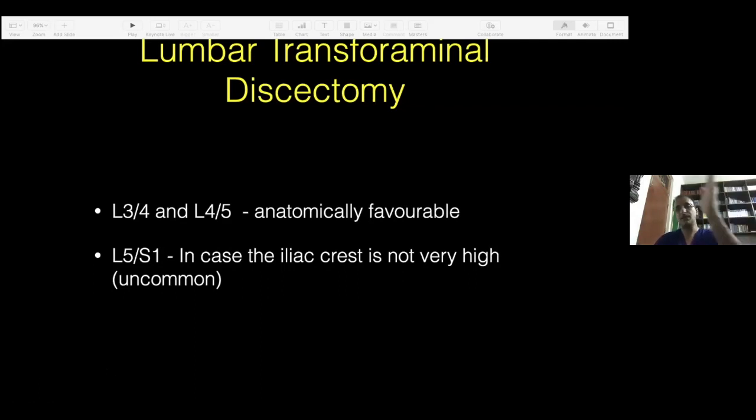So from L1-2 to L4-5, a disc which is favorable for me, where according to me I don't find a contraindication, I would prefer a transforaminal approach.